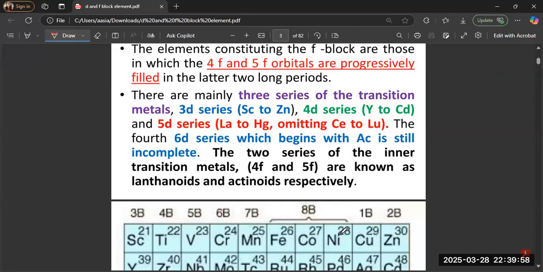So basically, D block elements are also known as transition metals. There are mainly 3 series of the transition metals. 3d series starts from scandium to zinc. 4d series, yttrium to cadmium. 5d series, lanthanum to Hg, mercury. And the fourth series is 6d series, which begins with actinium and is still incomplete. The 2 series of the inner transition metals, which are 4f and 5f, are known as lanthanoids and actinoids respectively.